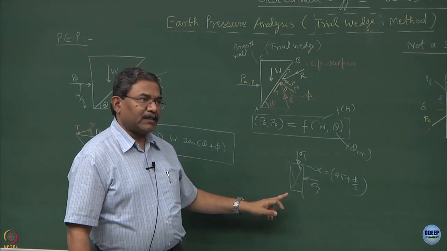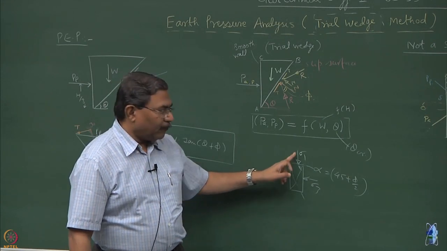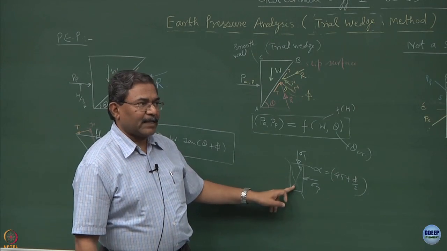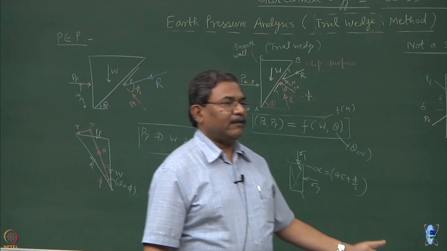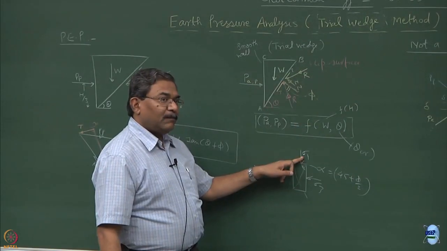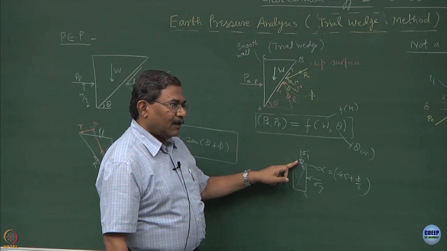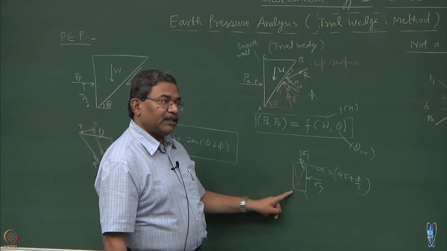What is the meaning of this? Beneath the foundation in the soil mass, a state of stress exists which is active in state, active earth pressure. Do not goof it up. Sigma 1 is acting on the horizontal plane, clear? And this inclination is with respect to the horizontal for the active earth pressure condition.